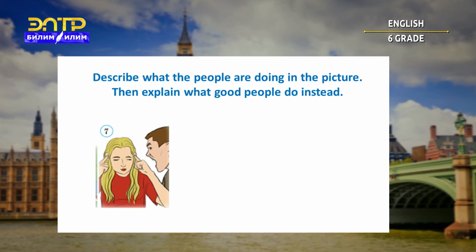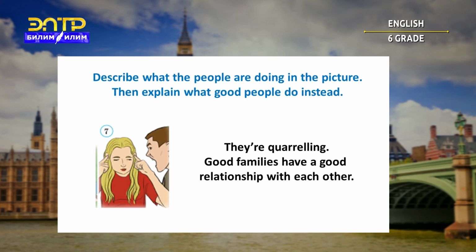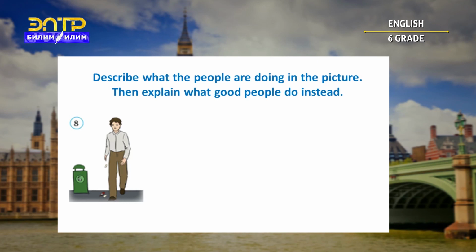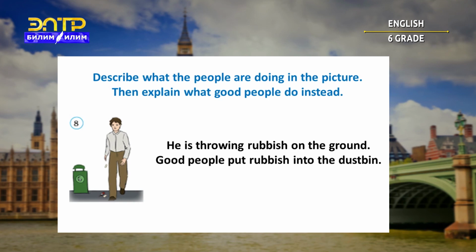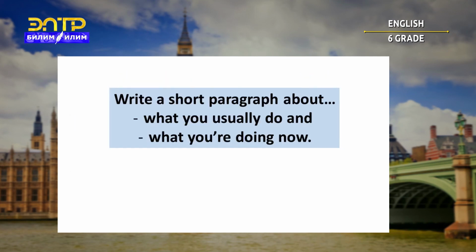Number 7. They are quarreling. Good families have a good relationship with each other. Number 8. He is throwing rubbish on the ground. Good people put rubbish into the dustbin. Thank you very much for your sentences.